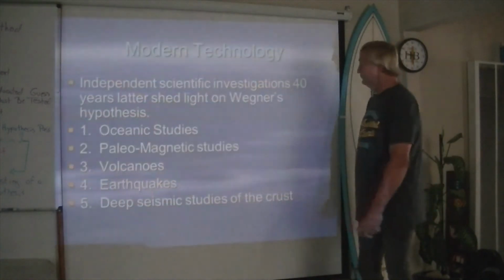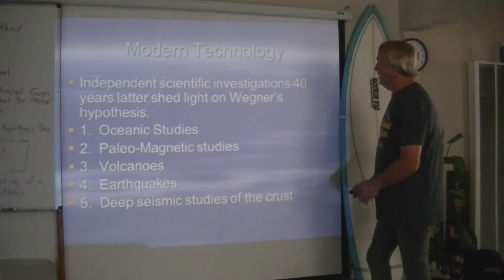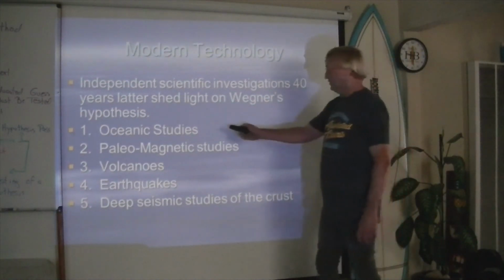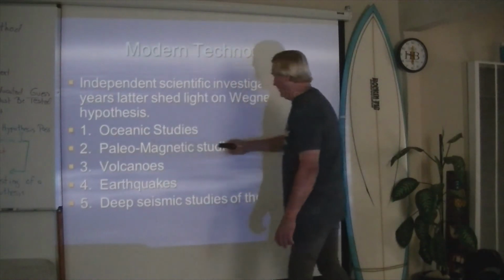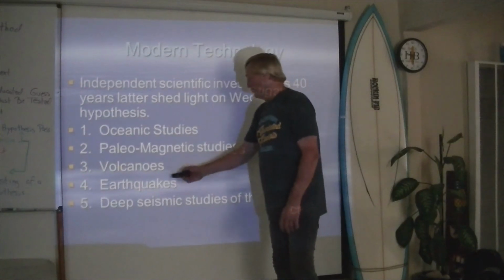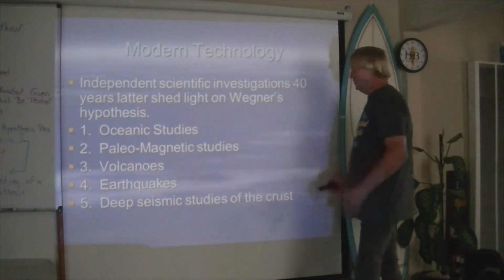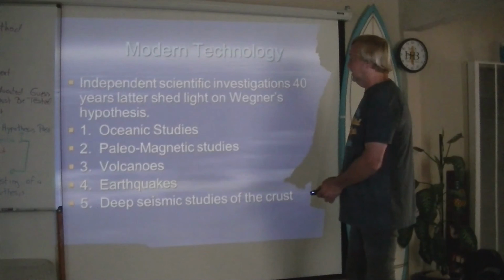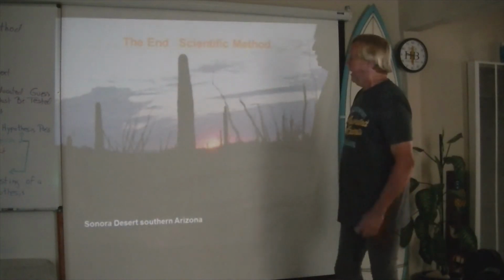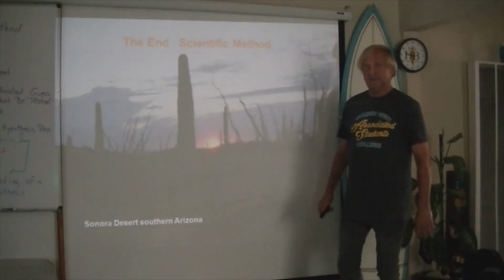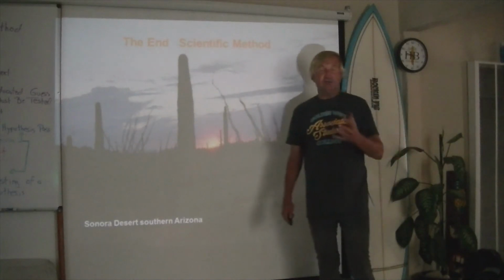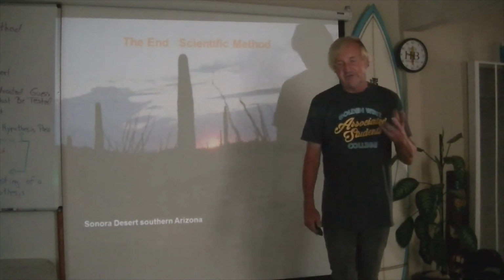So modern technology, independent scientific investigations 40 years later, with oceanographic studies, the discovery of paleomagnetic studies and magnetism, the locations of volcanoes and earthquakes along plate boundaries, the discovery of plates, all these things basically gave new light to Alfred Wegener's 1915 hypothesis. And this is how science works. Unfortunately, it is often tainted by politics. And we don't really talk about a good political taint when I talk about climate change.